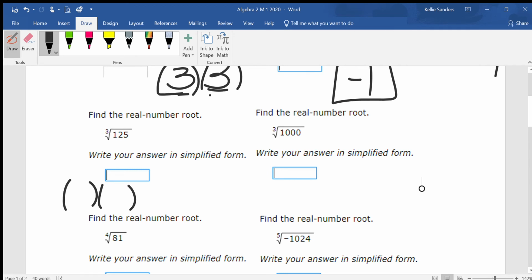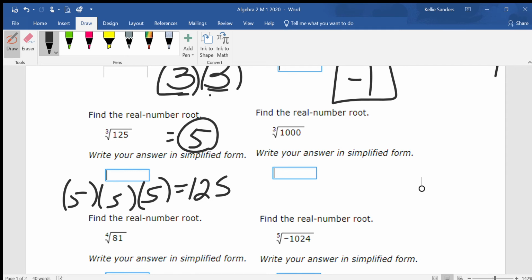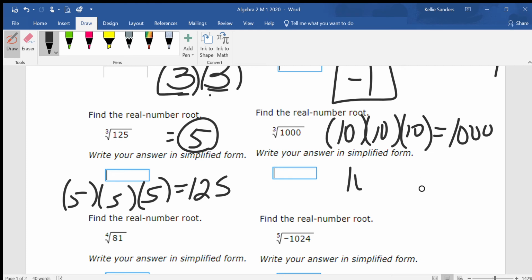What three numbers multiplied together gives you 125? 5. So the answer would be 5. What three numbers multiplied together gives you 1,000? 10. So the cube root of 1,000 is 10.